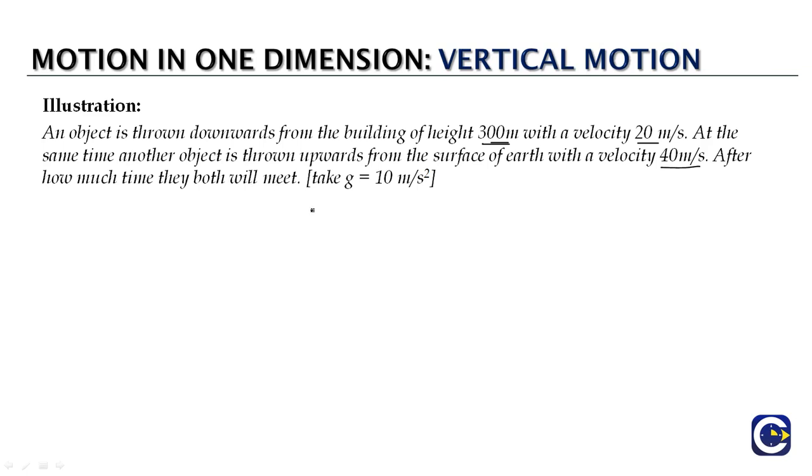This is a different case of the meeting condition problems we have looked at. And in this problem also they are saying the value of g can be taken as 10 meters per second square. So we look at this question.